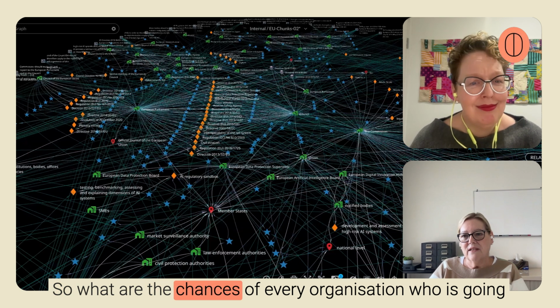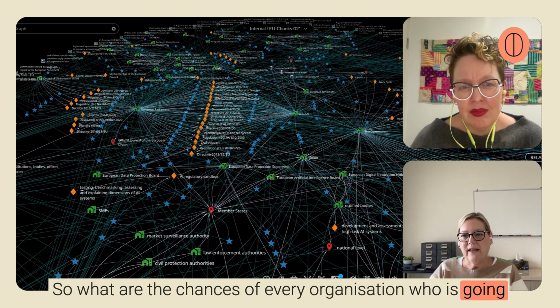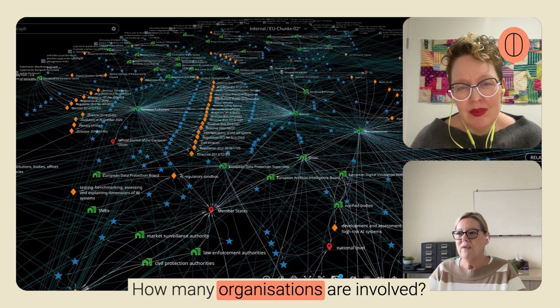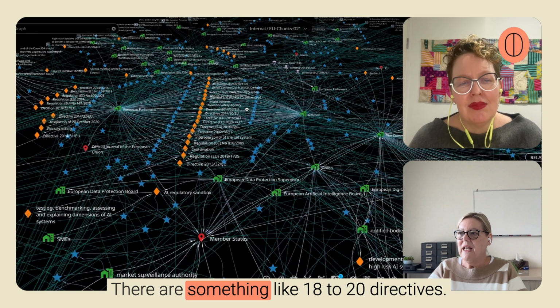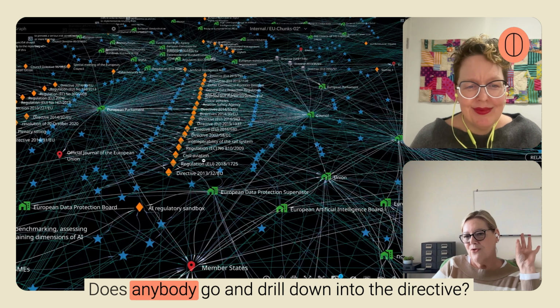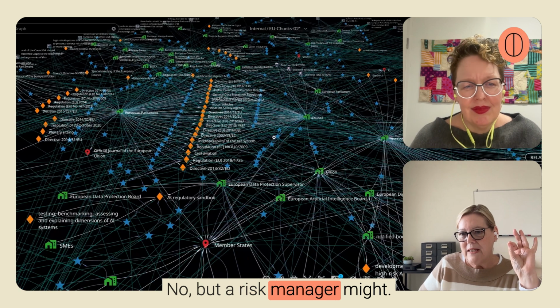So what are the chances of every organization who is going down that path understanding the complexity of compliance? How many organizations are involved just in this one act alone? There are something like 18 to 20 directives. Does anybody go and drill down into the directive? No, but a risk manager might.